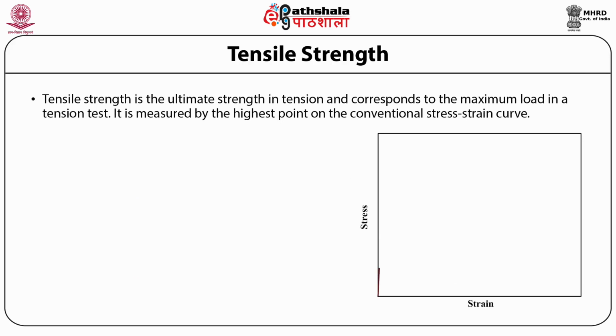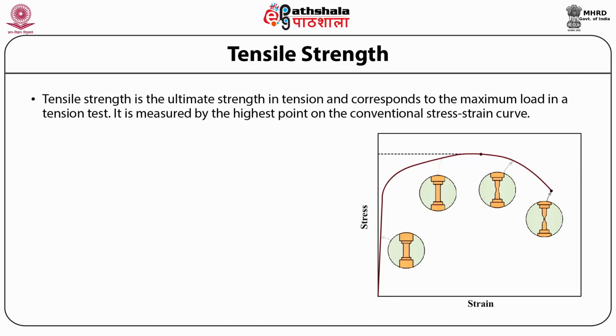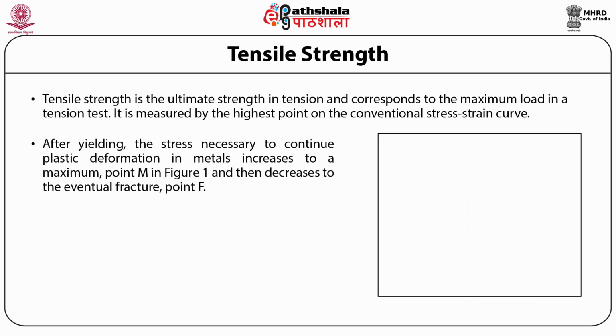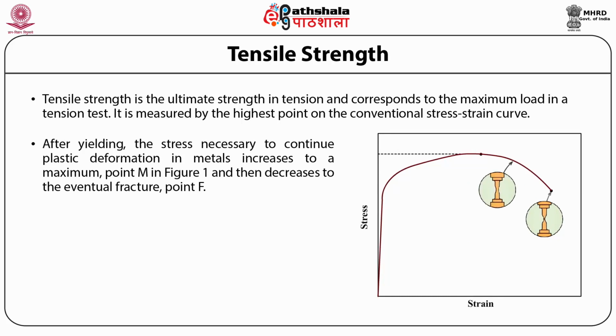Tensile strength is the ultimate strength in tension and corresponds to the maximum load in a tension test. It is measured by the highest point on the conventional stress-strain curve. After yielding, the stress necessary to continue plastic deformation in metals increases to a maximum. The maximum is point M, as you can see in the given figure, and then decreases to the eventual fracture, which is the point F.